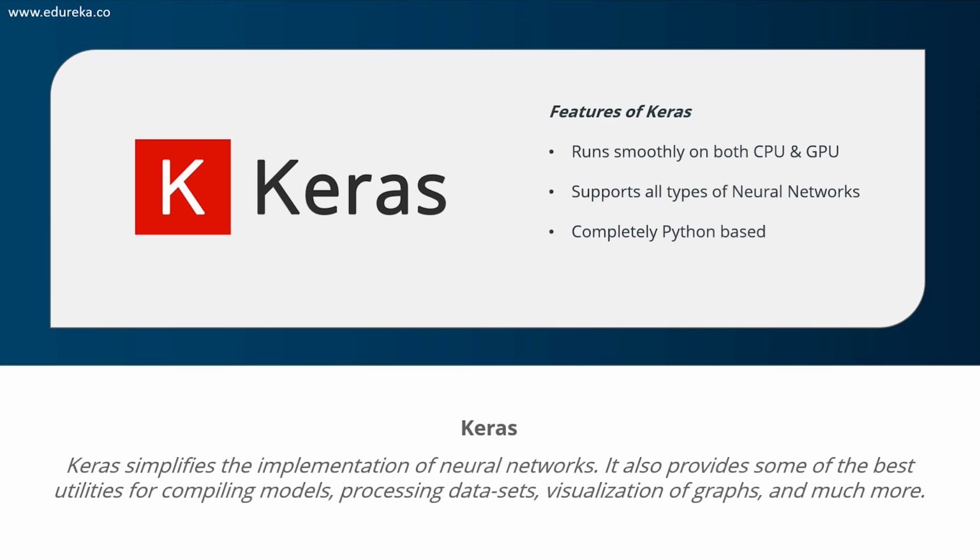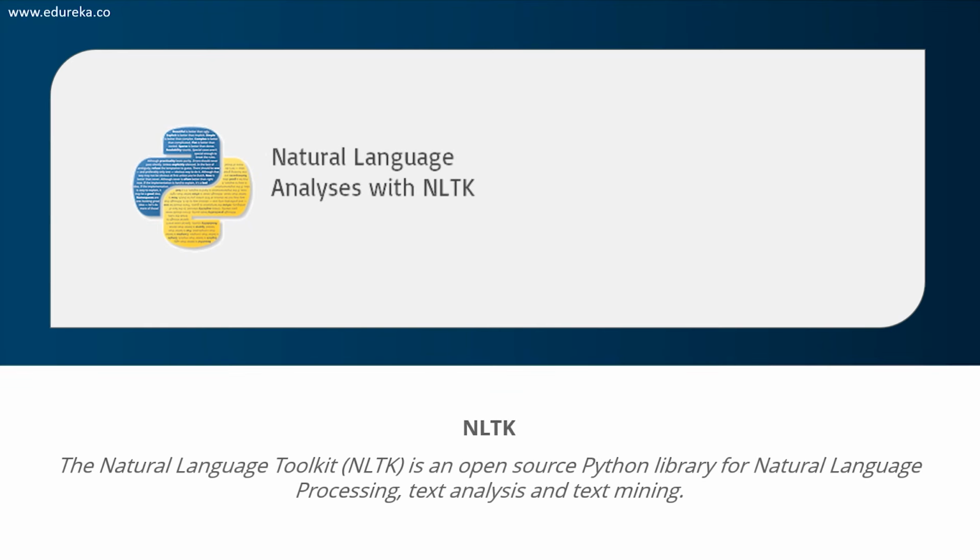So the libraries that I discussed so far were dedicated to machine learning and deep learning. For natural language processing, we have the most famous library known as the Natural Language Toolkit, which is an open source Python library mainly used for natural language processing, text analysis, and text mining. The main features include that it studies and analyzes natural language text in order to draw useful information from all this natural language text.